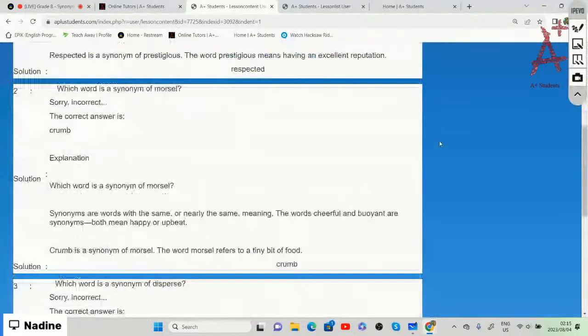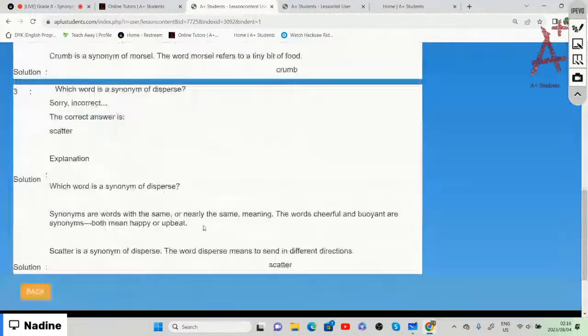The synonym of morsel. Firstly, the word morsel refers to a tiny bit of food, like crumbs. So the synonym of morsel is crumbs. So that is the synonym, the word that is the same or almost the same in meaning.